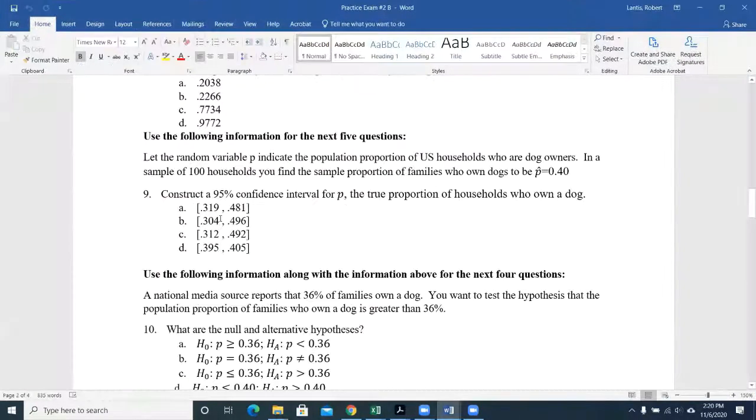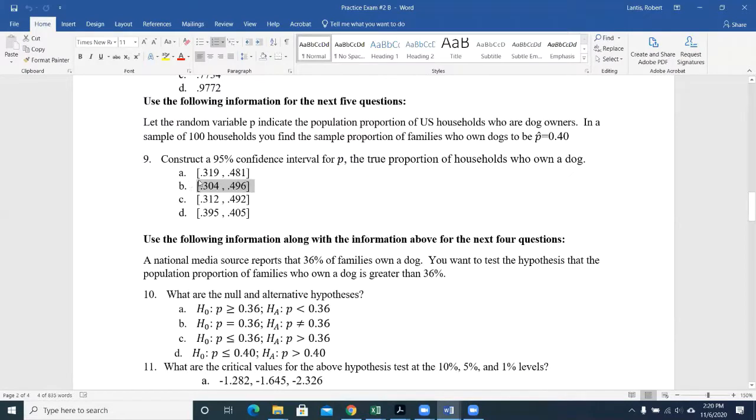So 0.304. Now notice I can calculate both the lower and upper bound here, but once I have one of them, once I have that lower bound of 0.304, I can identify what the correct answer is. Okay. And that might be a way to kind of save some time. If you got additional time at the end, you can go back, double check, calculate the upper bound as well. But once you have one of them, you can identify the correct answer here.